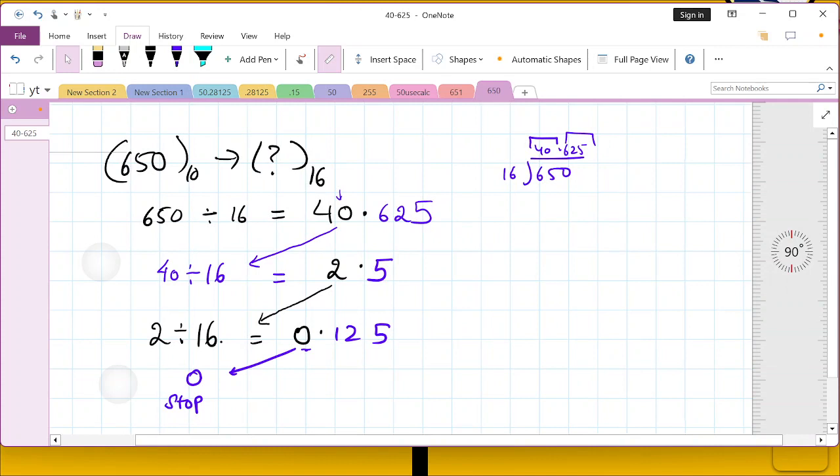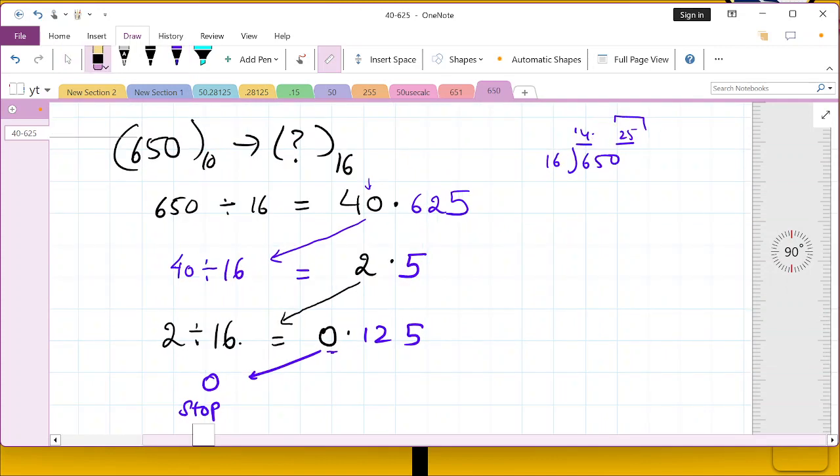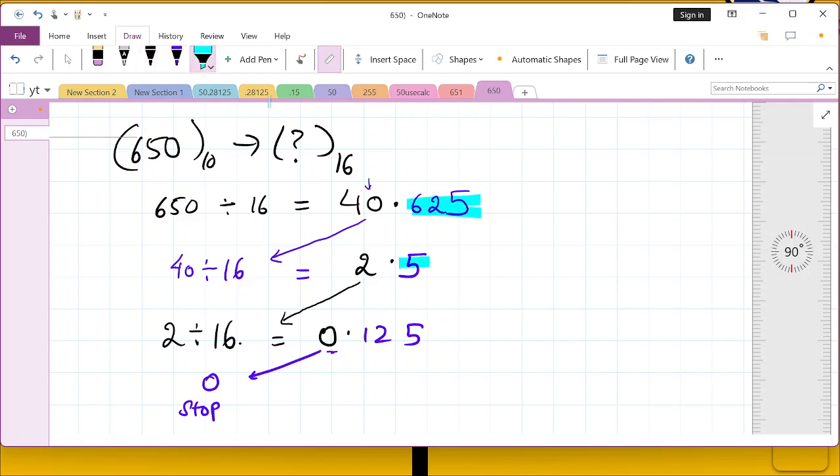Okay, but what to do next? Now I will start working with this portion. I'll work with these numbers now. With this fractional quotient part, we will multiply each quotient with 16: 0.625 into 16, 0.5 into 16, 0.125 into 16. Whatever answer you get will be your remainder.